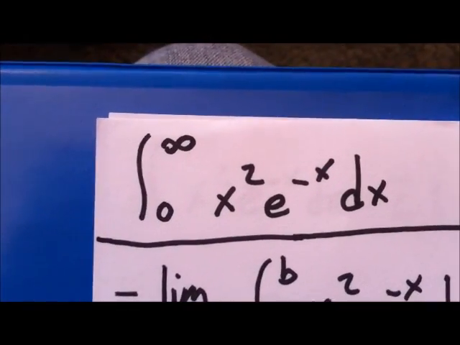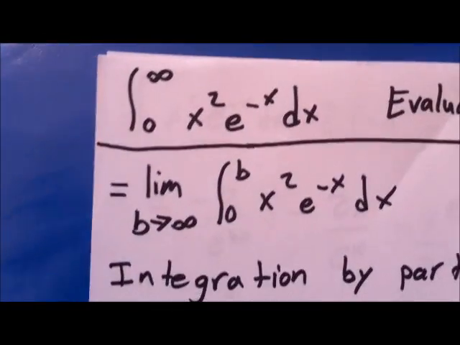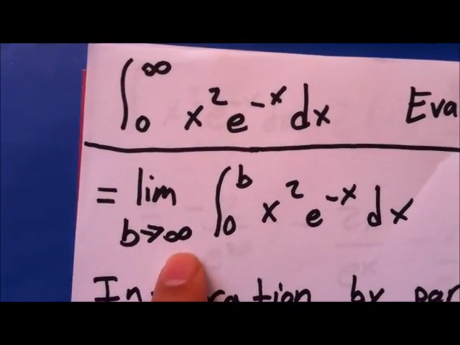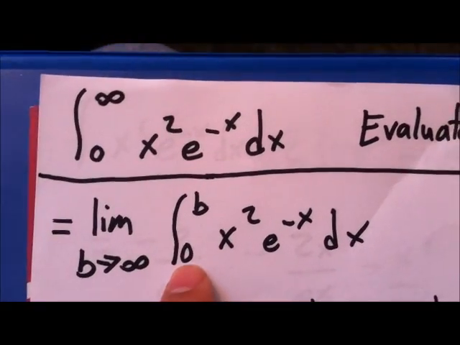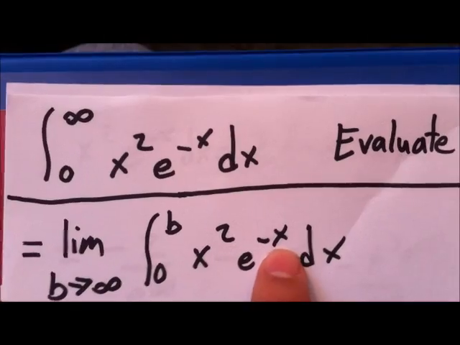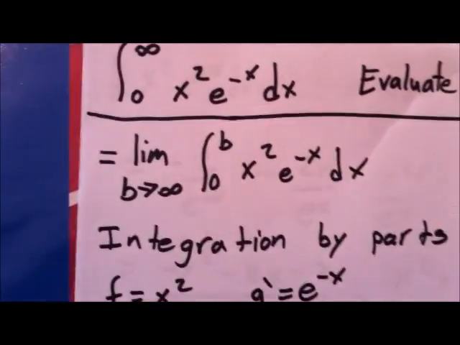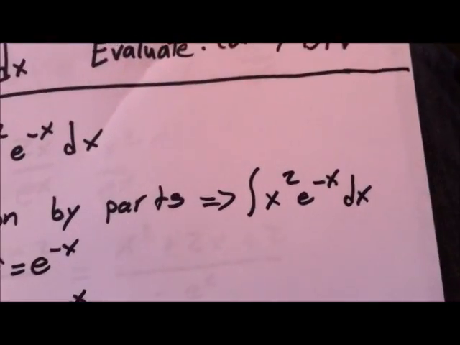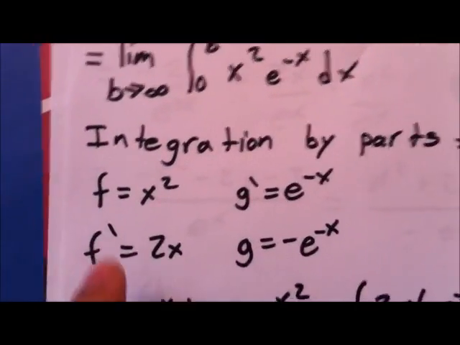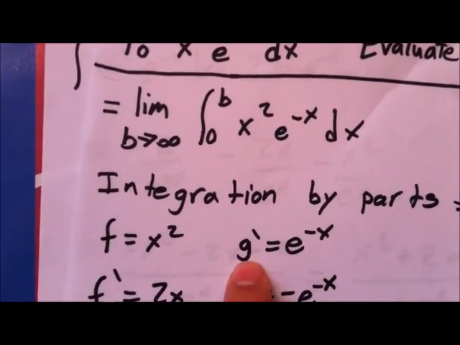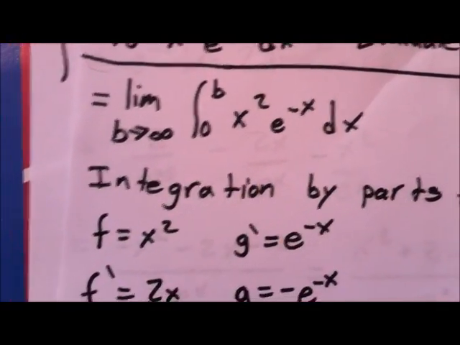Since this is an improper integral, we'll make it a limit. So the limit as b tends to infinity of the integral from 0 to b of x squared times e to the negative x dx. First we have to integrate this using integration by parts. Therefore, we make f equals x squared and g prime equals e to the negative x.